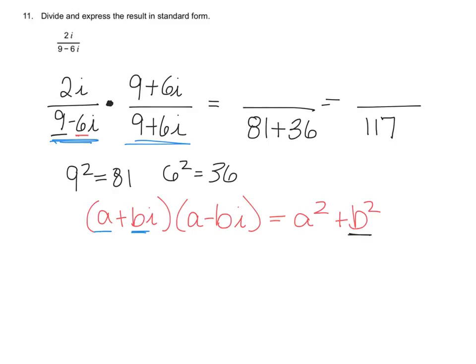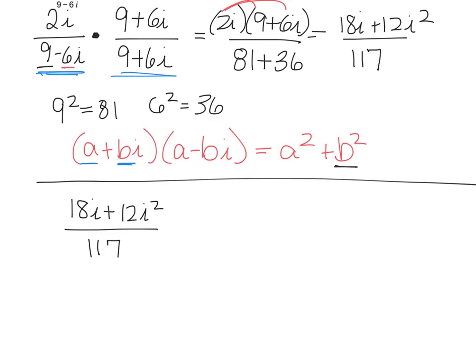Now I want to multiply my numerators together. So I have 2i times 9 plus 6i. To multiply those, I'll distribute the 2i to both terms in that 9 plus 6i. So I get 18i plus 12i squared.